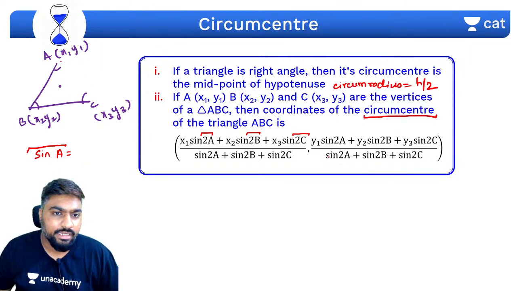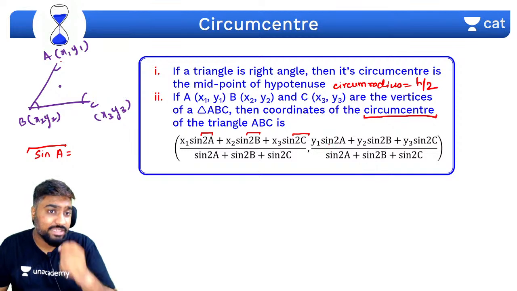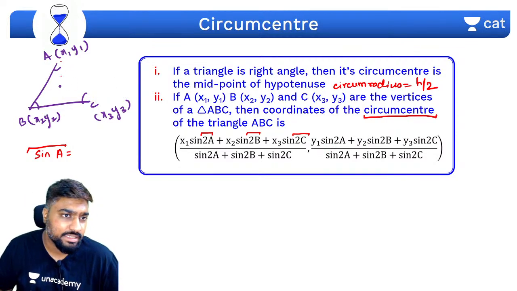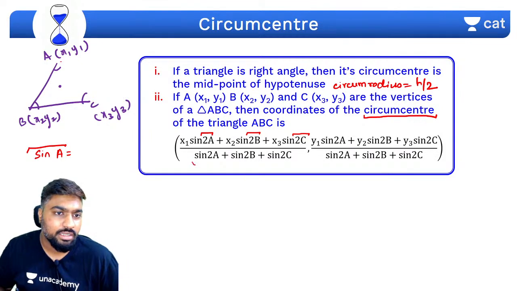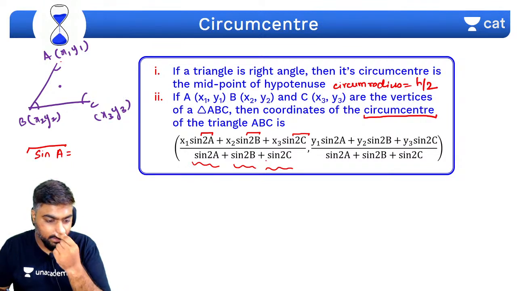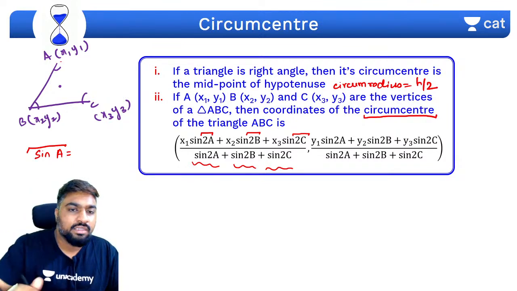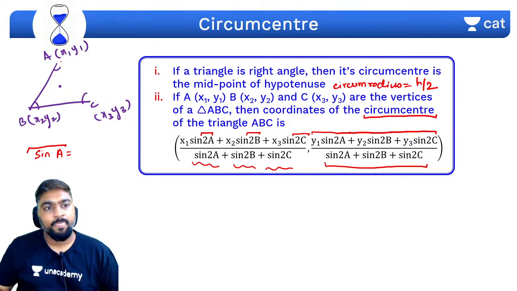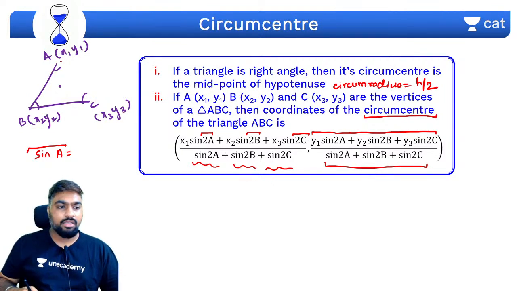Same way for the y coordinate. The ratio in which these coordinates are divided is sin 2A is to sin 2B is to sin 2C. Cool. Same thing for the y coordinate: y1 sin 2A plus y2 sin 2B plus y3 sin 2C divided by sin 2A plus sin 2B plus sin 2C.